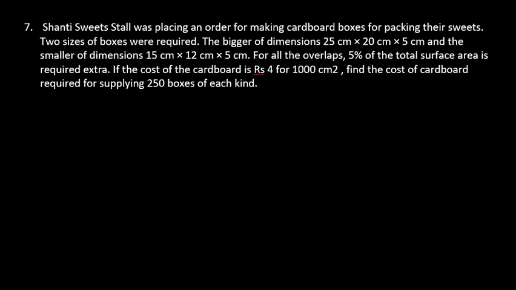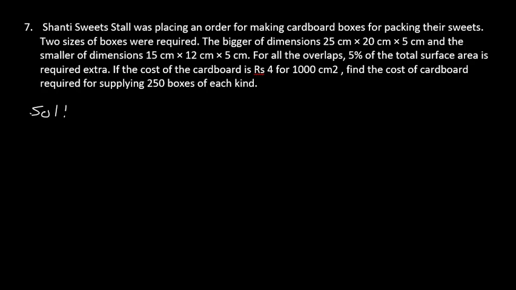So first I will find the total surface area for one box, okay, for small and big. Then I will find total surface area by multiplying it with 250. Whatever area I will get, I will multiply it by 5% as the 5% of the total surface area is required extra. Then I have total area of the cardboard and then the rate is rupees 4 for 1000 centimeters square. So using that rate, I will find out the total cost. So here let us start.